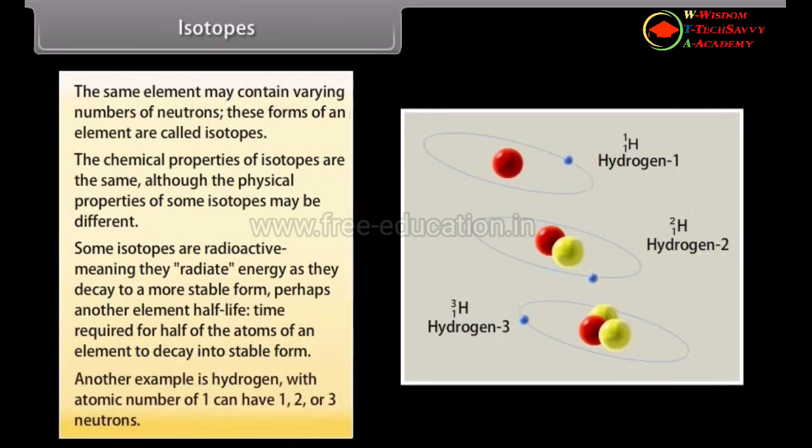Another example is hydrogen, with atomic number of 1, can have 1, 2, or 3 neutrons.